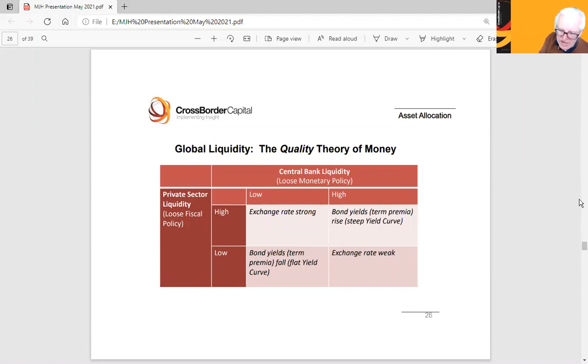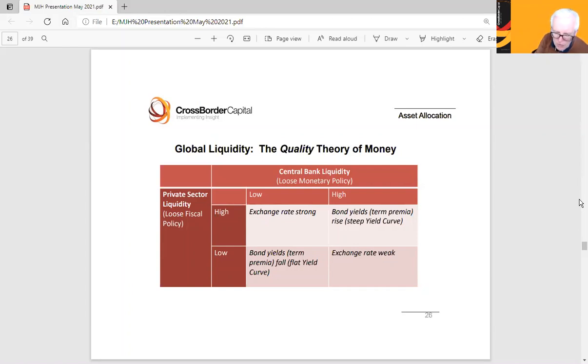If you get the opposite, tight central bank liquidity and a very tight fiscal policy with low levels of private sector liquidity, then you get the reverse. You get a flattening yield curve, you get falling term premium and falling bond yields. We're not there, we're in the opposite to that.